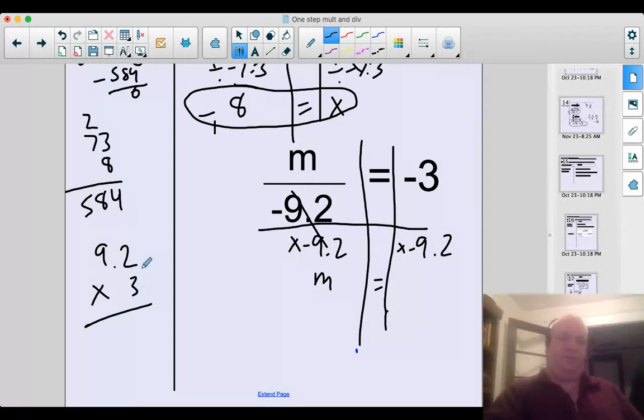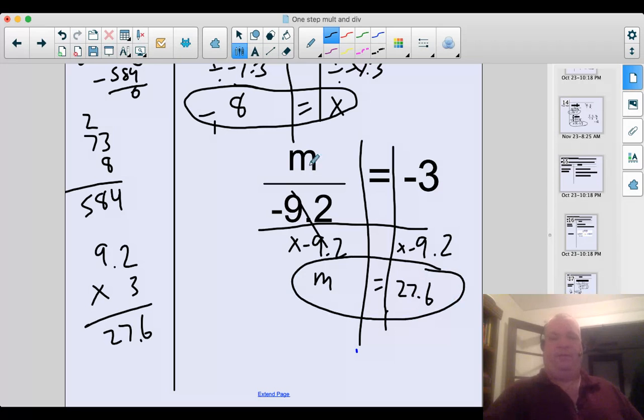9.2 times 3 is 27.6. Replacing the decimal, I know I have one number after the decimal point, so it's got to be the same in the answer. So m equals 27.6.